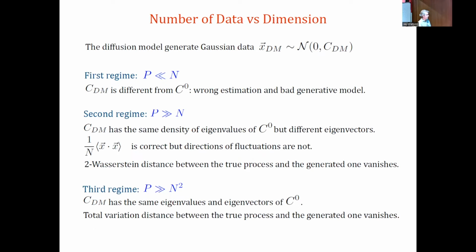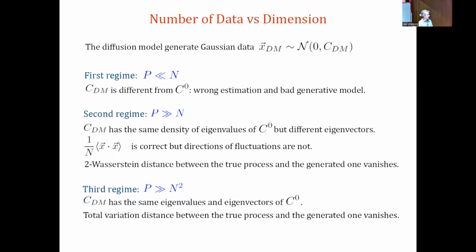What the diffusion model does is that it's going to generate Gaussian data. This is clear because we start from Gaussian data. Then the Langevin equation gives you a Gaussian trajectory. Then you go back again with a Gaussian trajectory. And so with the Gaussian, it means zero mean and a certain covariance. And the question is how this covariance resembles the true covariance that you have at t equals 0.